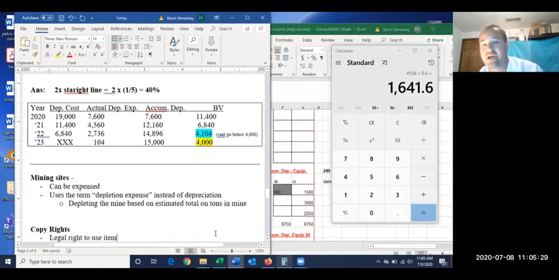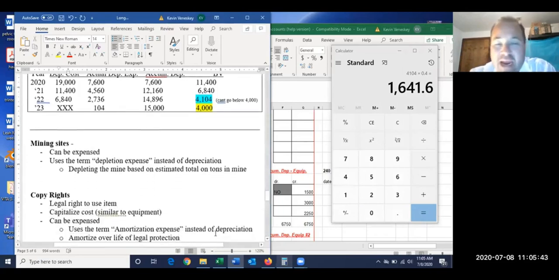Now, we're almost done with the lecture here. I do want to touch on about 3 different things that you're going to find in the problems that are more of a minor subset, but they still are looked at with mining sites. So remember when we said land isn't depreciated? That's true, except for this one exception.